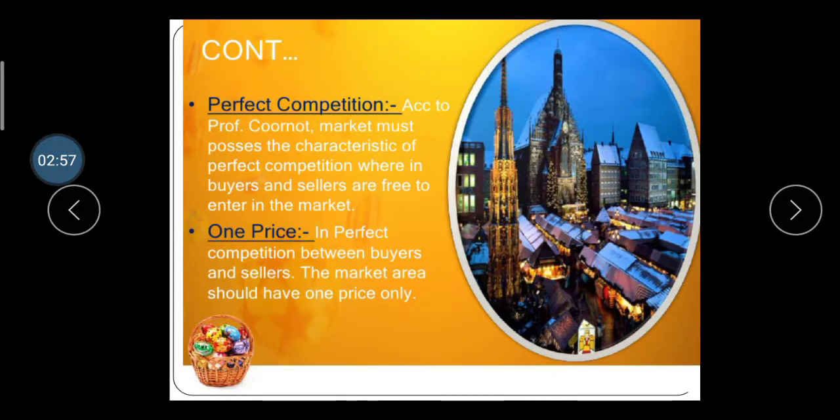Then, perfect competition. According to Professor Cournot, the market must possess the characteristics of perfect competition, where buyers and sellers are free to enter the market; this is called a perfectly competitive market. Then, one price. In perfect competition between buyer and seller, the market area should have one price only. There is no difference in the price of the commodity; all the prices are the same.